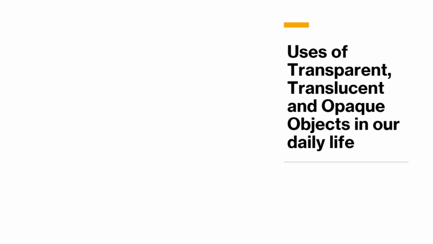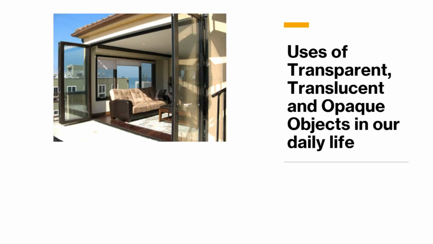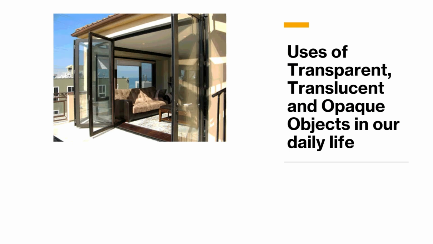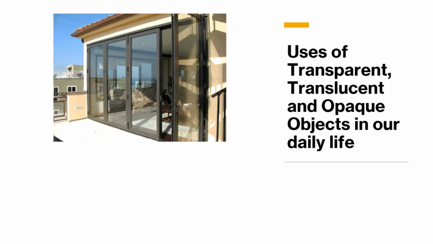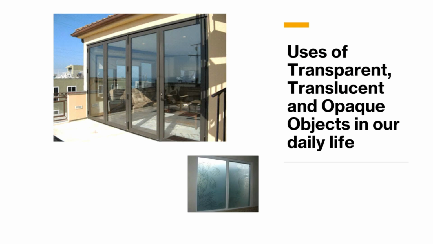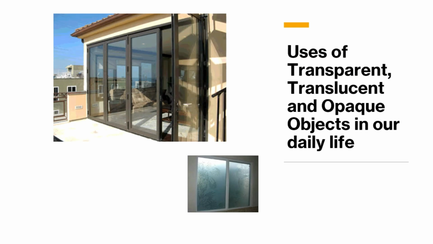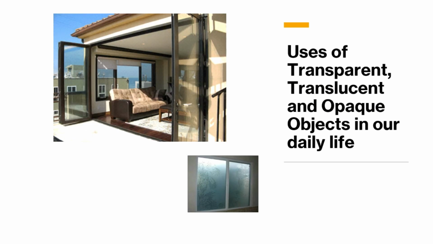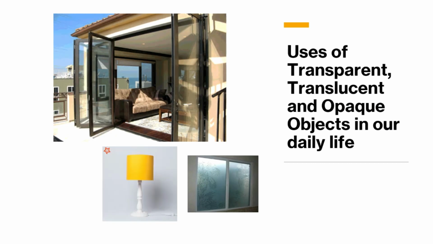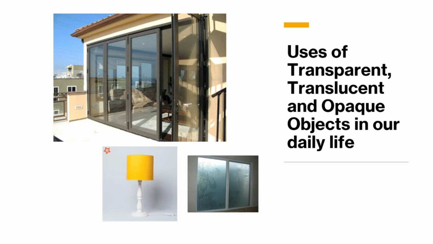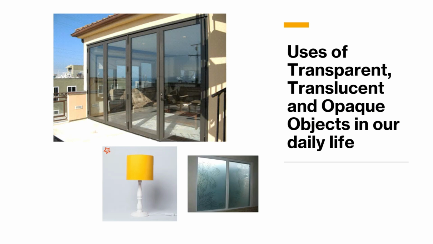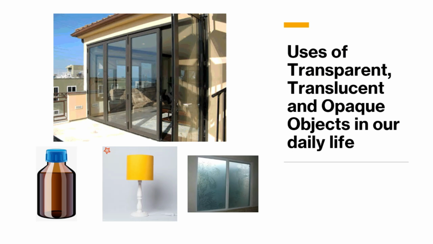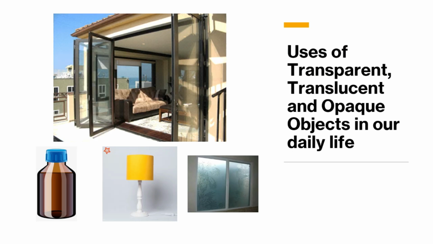So, what are the uses of transparent, translucent, and opaque objects in our daily life? We use transparent glass in doors and windows so that sunlight can enter our houses. We use frosted glass, which is translucent, in the windows of bathrooms. It allows some light to enter, but things inside the bathroom are not clearly seen. Lampshades are made of translucent materials to reduce the brightness of light. Some medicines are stored in opaque glass bottles so that they are not affected by light.